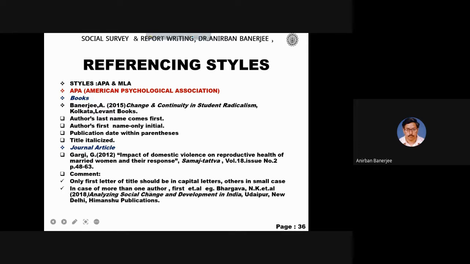In case of more than one author, write the first author followed by et al. Example, Bhargava N.K. et al. 2018, Analyzing Social Change and Development in India. Udaipur, New Delhi, Himanshu Publications.